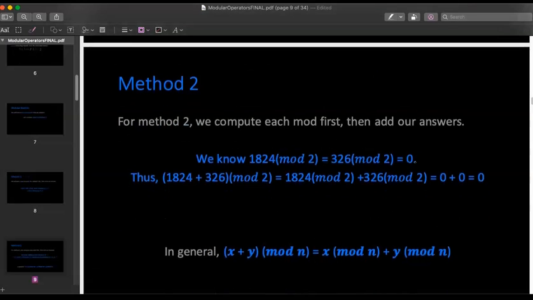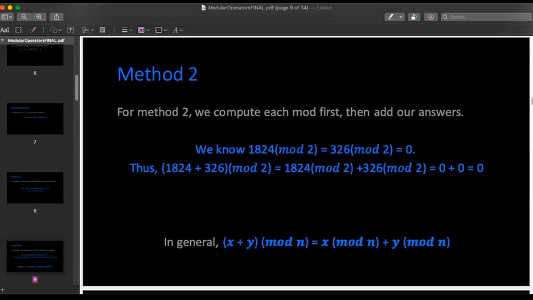But then there's a second method where we can sort of distribute that mod to each of those problems. So we have the 1,824 mod 2 and the 326 mod 2. We compute each of those, and then we add those together. And we get the same answer, which is a very cool thing. All right, so is anyone following? Anyone want me to go over either one of those again? All right. So let's get into some examples.